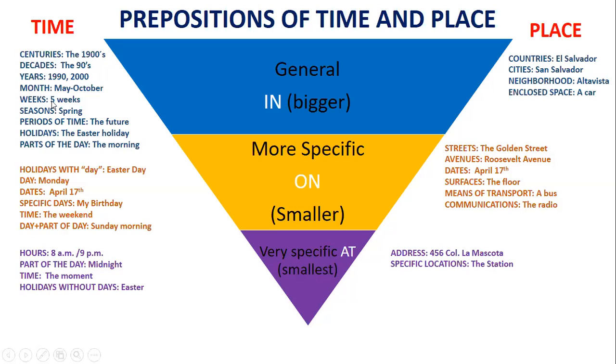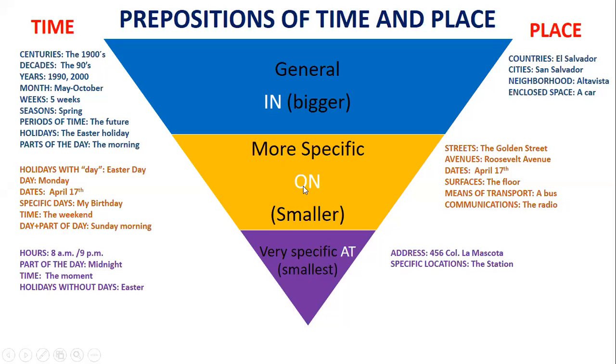For weeks, in 5 weeks, for seasons, in spring, for periods of time, in the future, for holidays, in the Easter holiday, for the parts of the day, in the morning, in the evening, right? And for places, we say in El Salvador, in San Salvador, in Alta Vista, in a car.